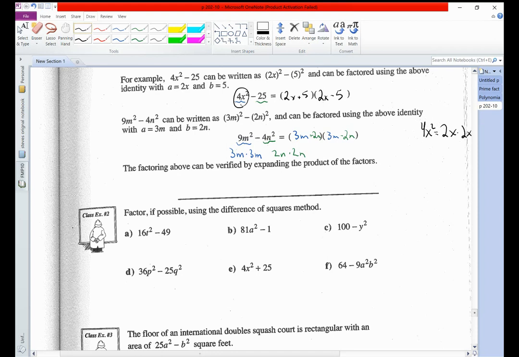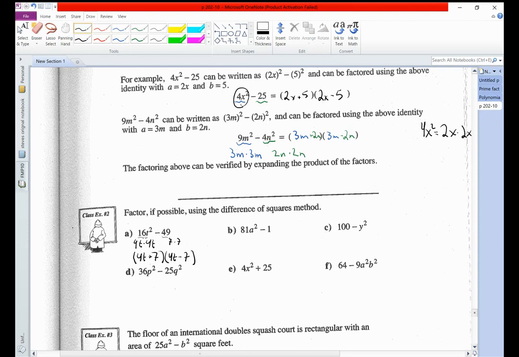So the first one here, A, 16t squared minus 49. Is 16 a perfect square? 4 times 4, perfect. Is t squared a perfect square? T times t. Is 49 a perfect square? 7 times 7. So 16t squared can be written as 4t multiplied by 4t, and 49 can be written as 7 multiplied by 7. So it's just a matter of splitting those into factors, 4t plus 7 and 4t minus 7.